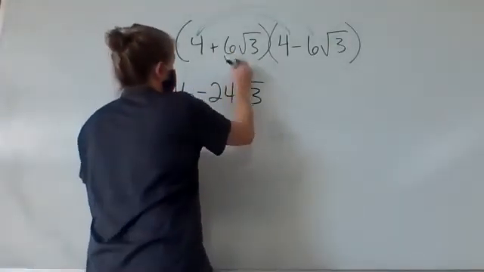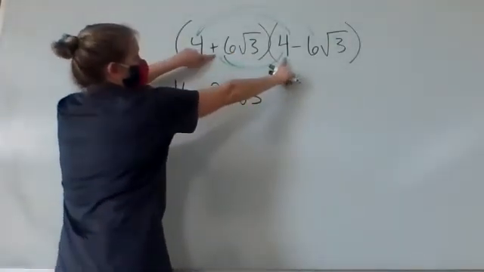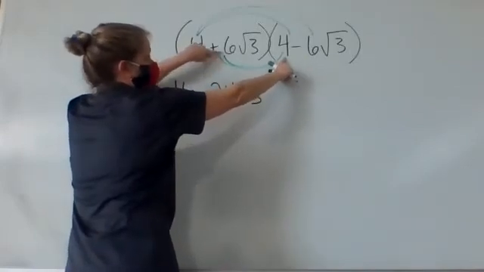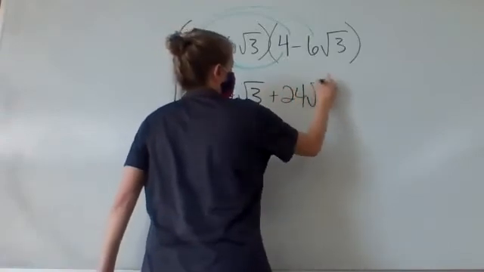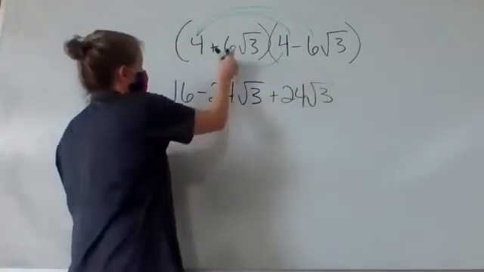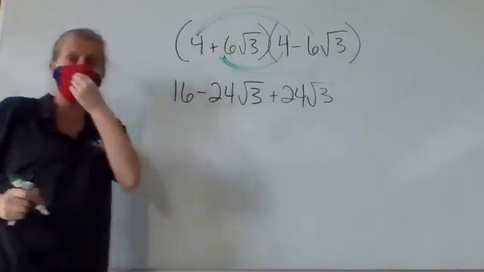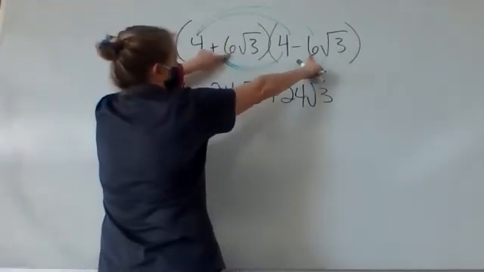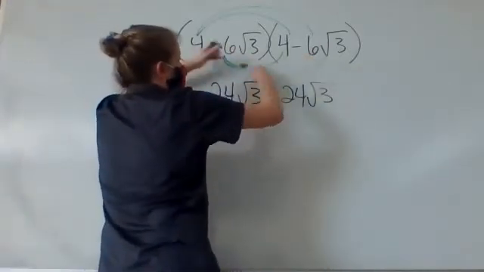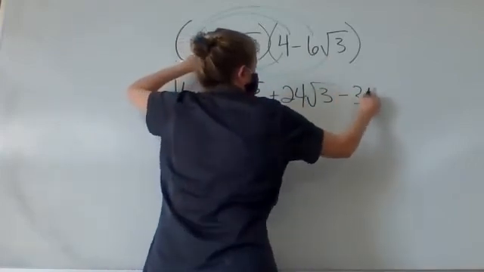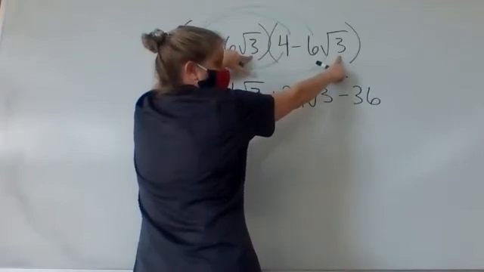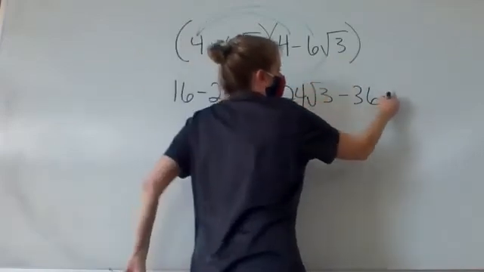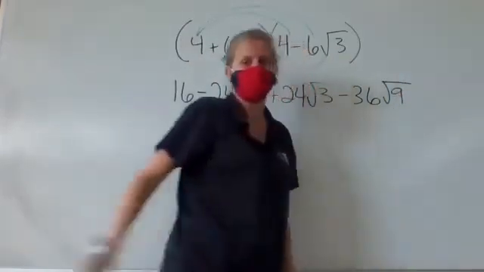So what's this one going to give me? Positive 24 square root of 3. And then the last part, multiply the numbers that are in front of the square roots together. So that'll give me positive 6 times negative 6, negative 36. And multiply the square roots together. Since they both have a square root of 3, I'll multiply those 3s together to get the square root of 9.